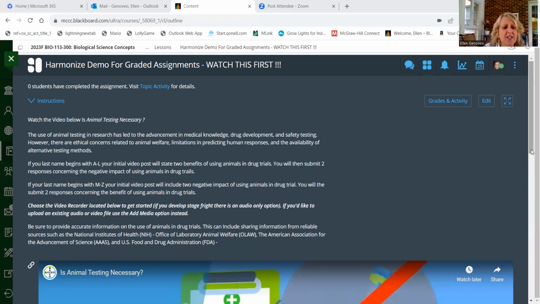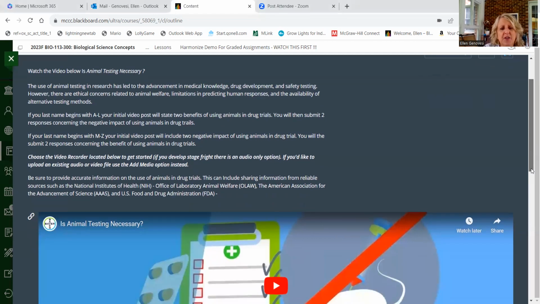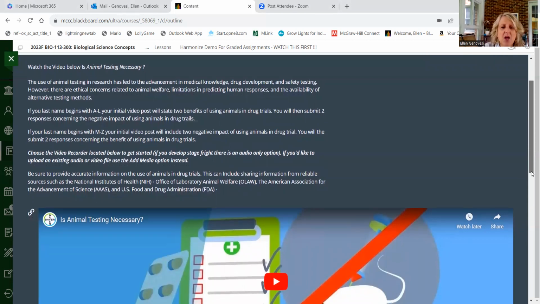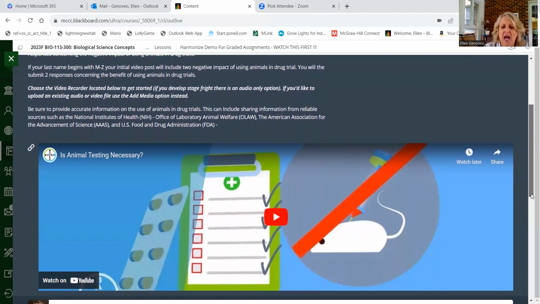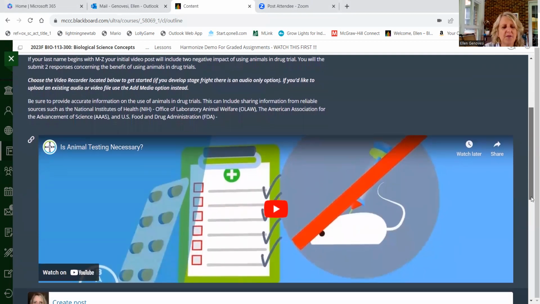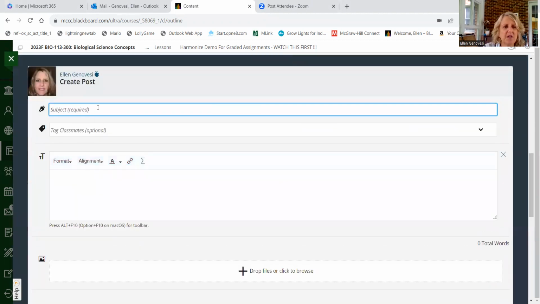I have provided you with some references, and this is to give you some reliable sources to cite in your discussion board posts. There are certainly other resources that you can use, but this is just to give you a starting point. Your discussion board posts will always have a short video for you to watch to give you some more background information. So if I was to start this, I would just click Create Post.